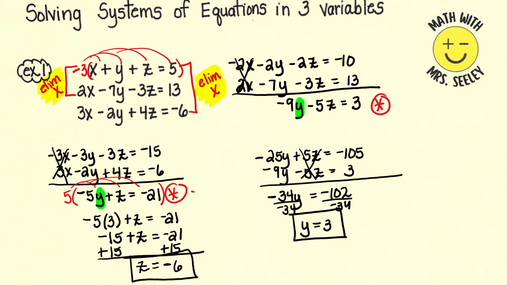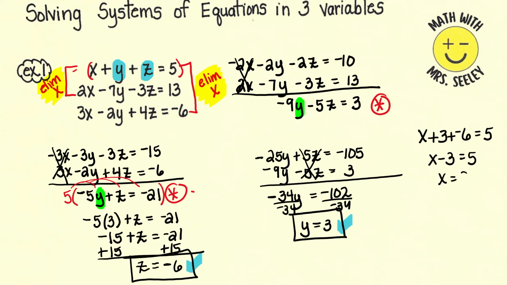That's your second answer. Once you get 2 of the answers, you're going to take those 2 and plug them into any one of the original 3 problems on the page. I think the top equation looks like the easiest, so that's where I'm going to plug it in. So x plus y, which is 3, plus z, which is negative 6, equals 5. That says x minus 3 is equal to 5. Add your 3 over, and x is equal to 8.